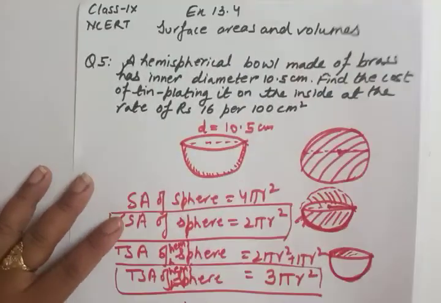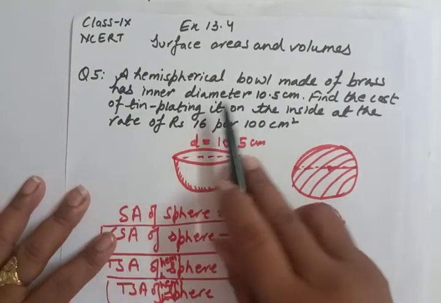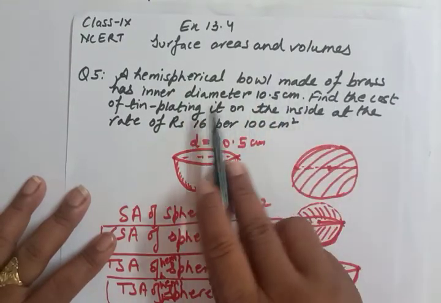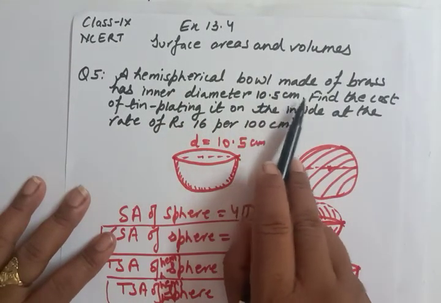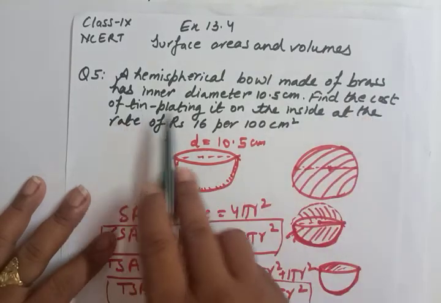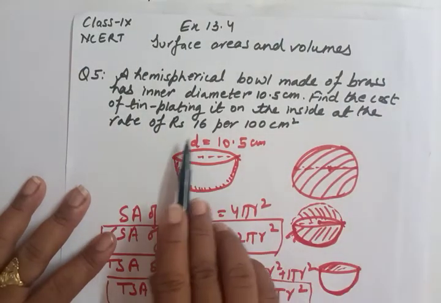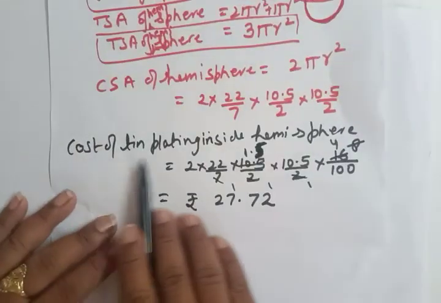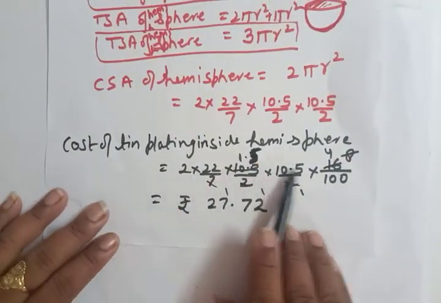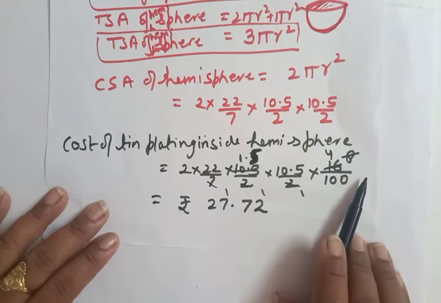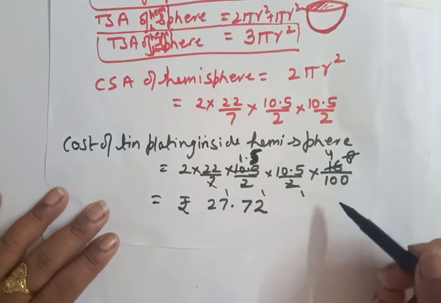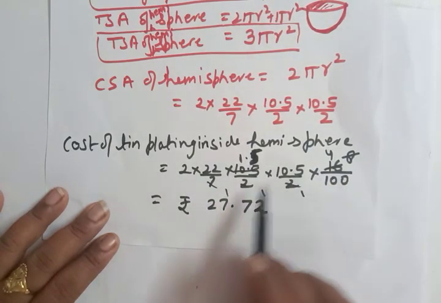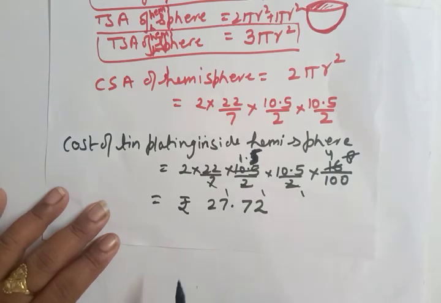Coming to the question, we have a hemispherical bowl having a diameter of 10.5 centimeter. We have to find the cost of tin plating inside it, at the rate of rupees 16 per 100 centimeter square. So the cost of tin plating will be the curved surface area into the cost per centimeter square, that is 16 upon 100. After calculation, we have got rupees 27.72.